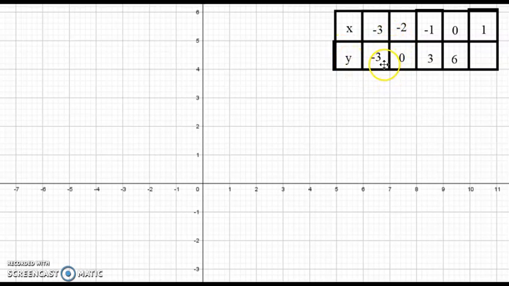Minus 3, the corresponding y value is minus 3. I've got an x value which is minus 2, and minus 2's corresponding y value will be 0. So let's plot a few of these x and y values and see what we come up with. So the first ordered number pair is minus 3 and minus 3.